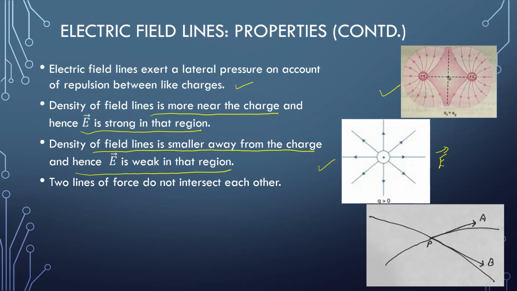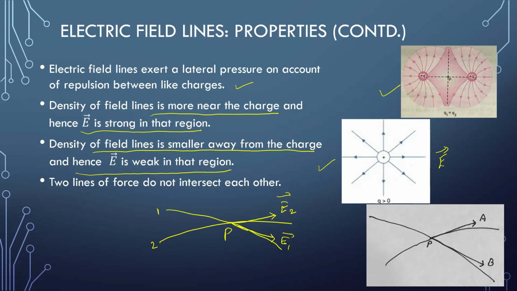Then two lines of force can never intersect each other. This is a very, very important property and it is usually asked in the exam. Two lines of force do not intersect each other, because suppose I say that the two lines of force are intersecting at this particular point P, then this is one line of force and this is another line of force. Let us say this is 1 and this is 2. Due to one line of force, at this point P there will be this tangent drawn, that is the E1 vector, and due to the other line of force at the point P there will be another tangent drawn, that is your E2 vector.